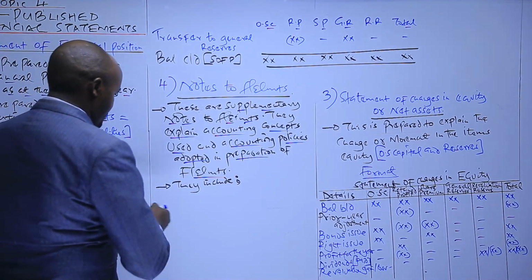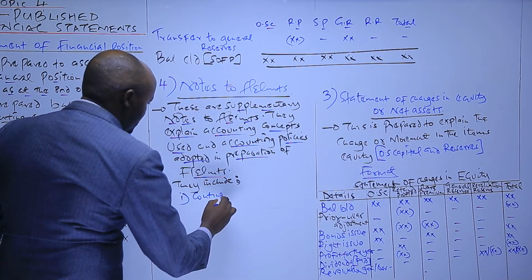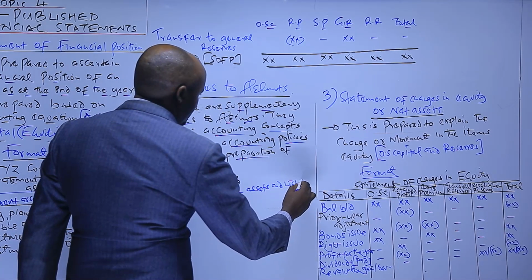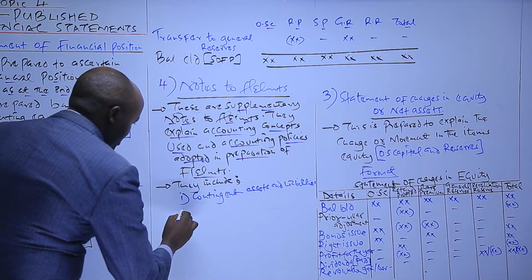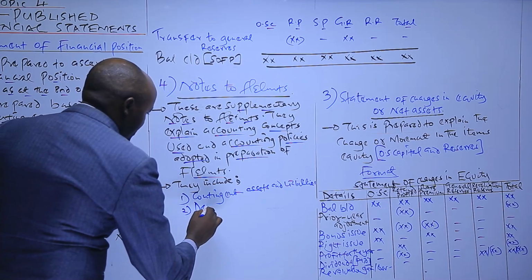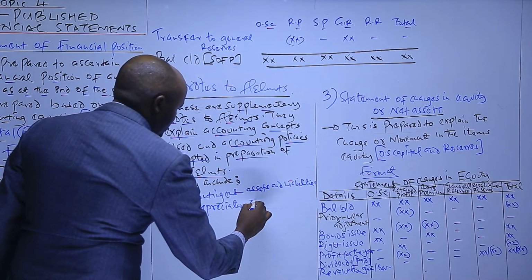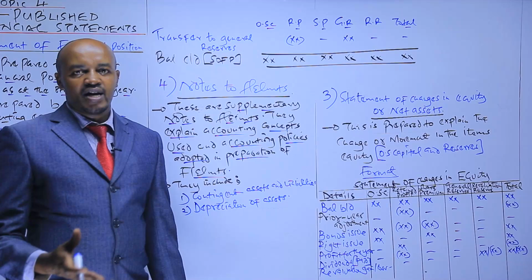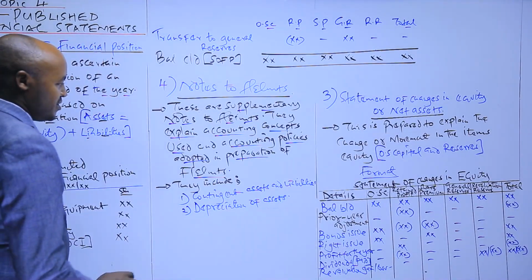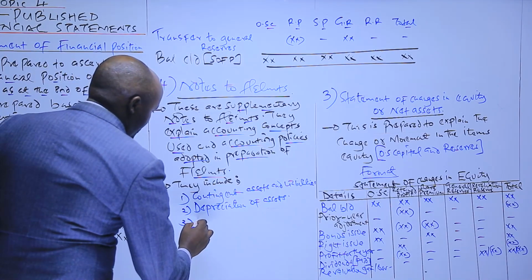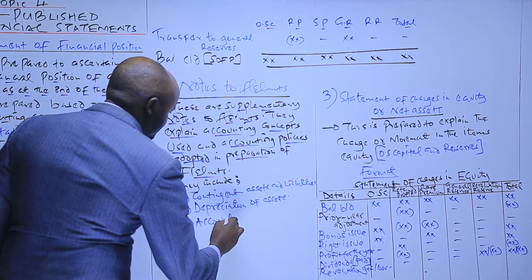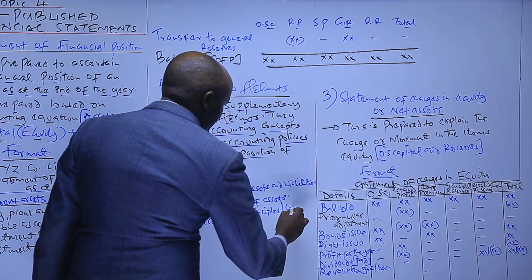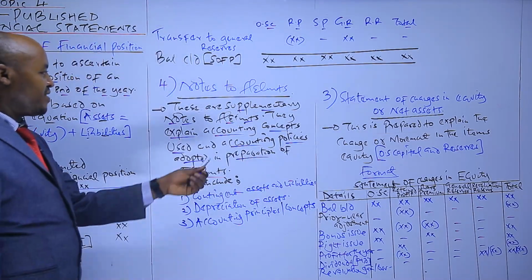a number of items. One, these notes include what we refer to as the contingent assets and liabilities. Number two, these notes also include what we refer to as the depreciation of assets, where this particular note will specifically explain how the company depreciated assets, which accounting policy was used, straight line method or reducing balance method. That's what the company will explain in the notes. They will also include what we refer to as the accounting principles or concepts used by the company in preparing financial statements.